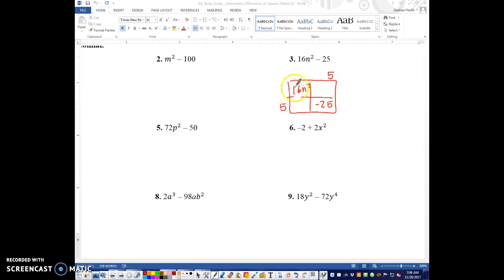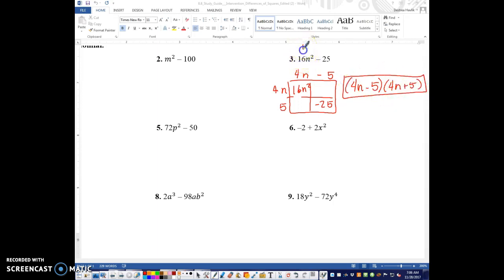What times what gives you 16? That's 4 times 4. But then we have n squared, so it's n times n. Now remember, this is a negative 25, so one of these has to be negative. So it'd be 4n minus 5, 4n plus 5. You don't have to do the box if you don't want to, because you can just look here.